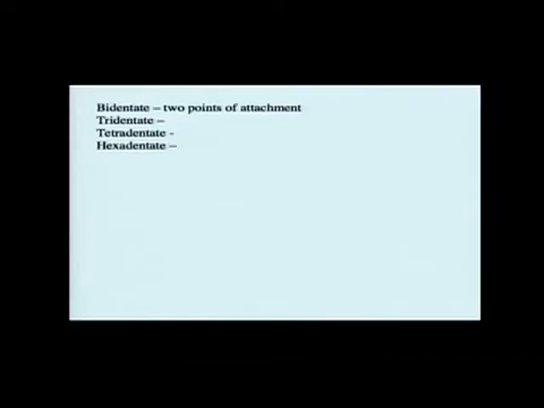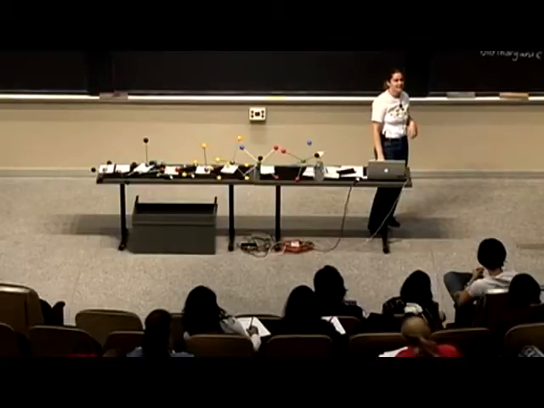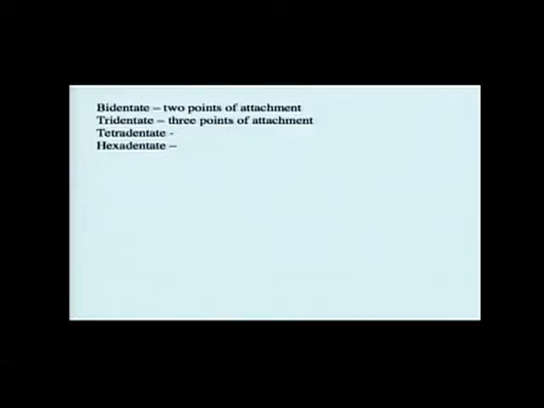So if you have 2 points of attachment, that's called bidentate. And even if you've never had a unit on transition metals before, I bet that you can answer this without me even telling you. What do you think tridentate might be? 3. Tetradentate? 4. Hexadentate? 6.